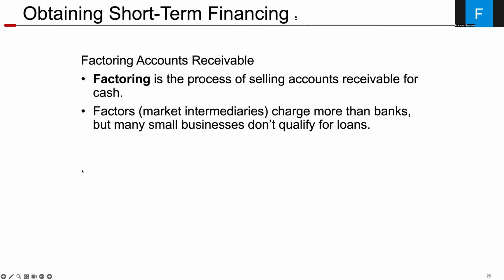Another way to obtain short-term financing is through factoring. Factoring allows companies to sell accounts receivable, or monies owed by customers that are highly guaranteed to be transacted in a short amount of time. So market intermediaries will exchange the accounts receivable and give the company cash at a lower percentage than they're guaranteed, in order for them to make money and for the company to have short-term liquidity available.